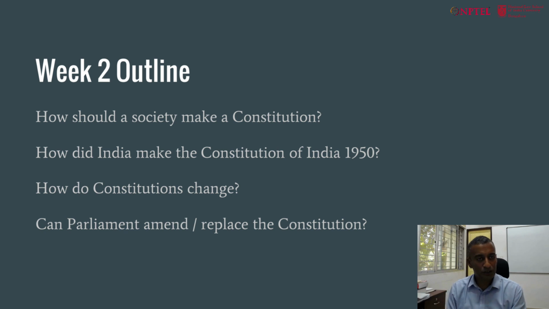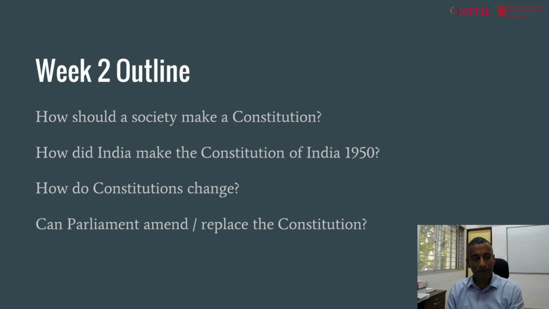Welcome back to Lecture 2 in Week 2 of this course on Constitutional Studies. In Lecture 1, I focused on the question, how should a society make a constitution? We considered different models of constitution making and identified that the Indian constitution makers chose a special representative assembly, namely the Constituent Assembly, to make the Constitution of India in 1950.